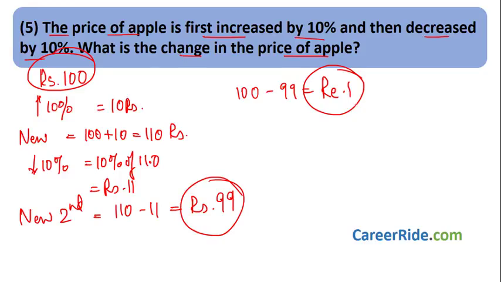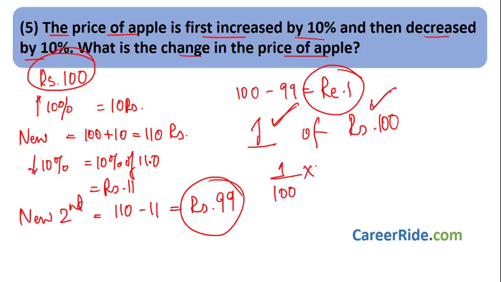If you want to express it in the format of percentage, what should we write? How much is rupee 1? What percent is rupee 1 of rupees 100? We have seen in the previous sums, percentage of quantity 1 in relation to quantity 2, that is nothing but first quantity divided by second quantity multiplied by 100, that would be 1%. So change in price of apple is 1% or rupee 1.